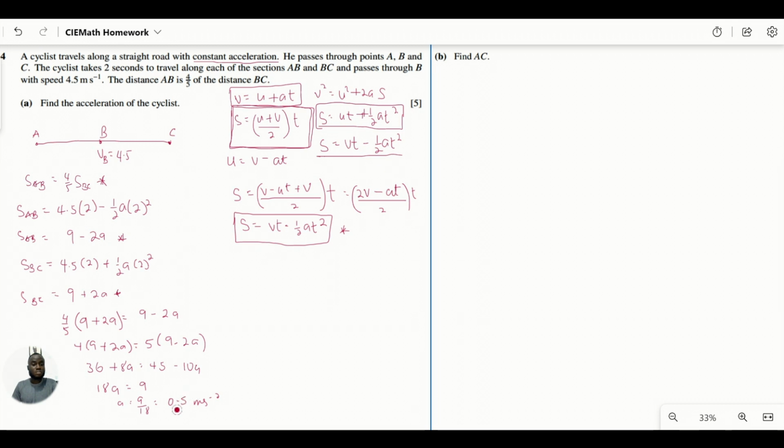And even without knowing what the value of the acceleration is, we could have calculated that distance, because adding the distance BC to the distance AB should give us the distance AC. That's as simple as that.